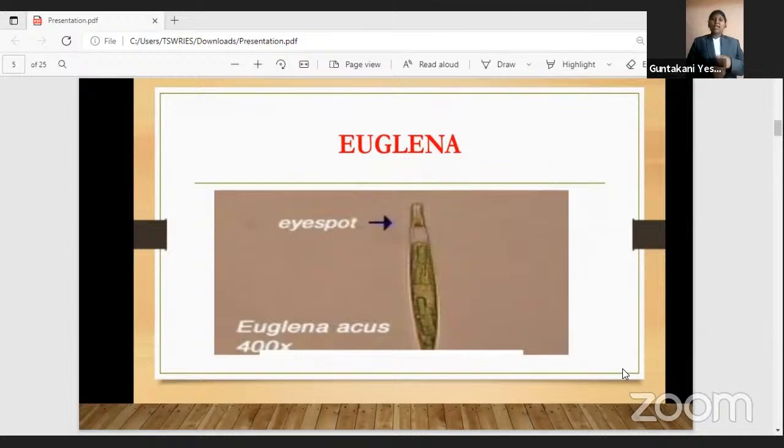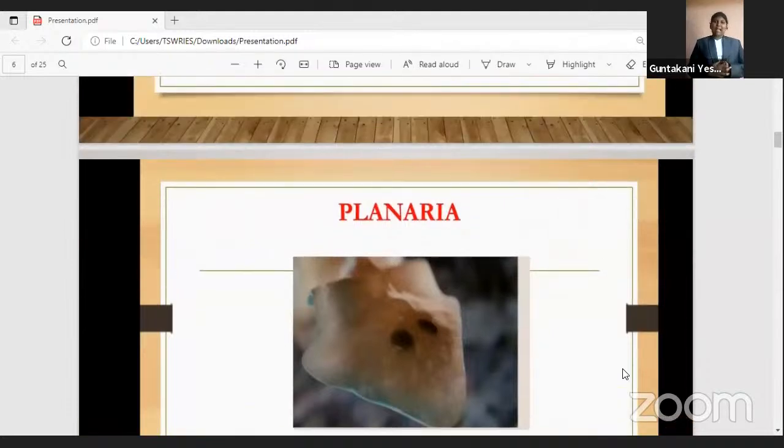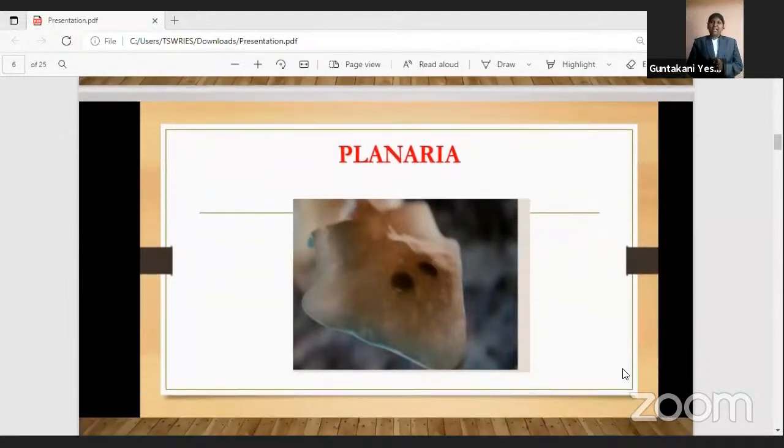After this comes planaria. In planaria, our eye evolved: it first had a small round structure. As you can observe in the picture, you can see two black circles there. Yes, friends, from those our eyes evolved.